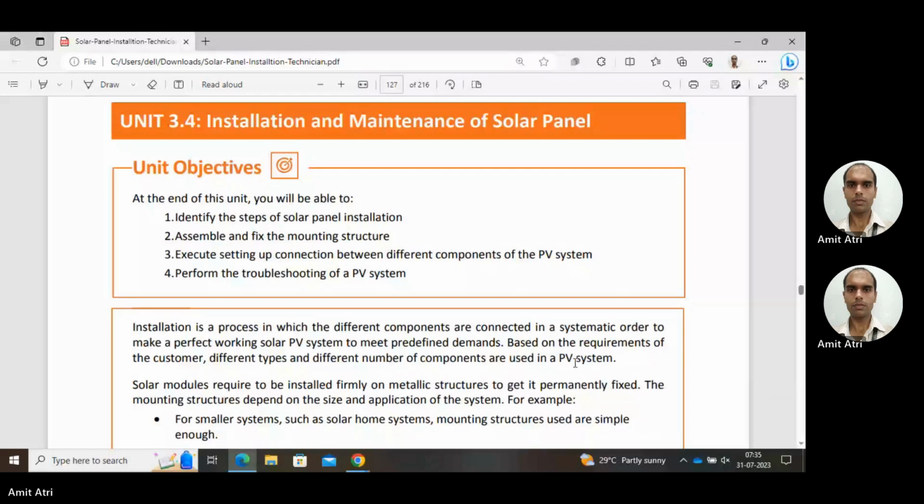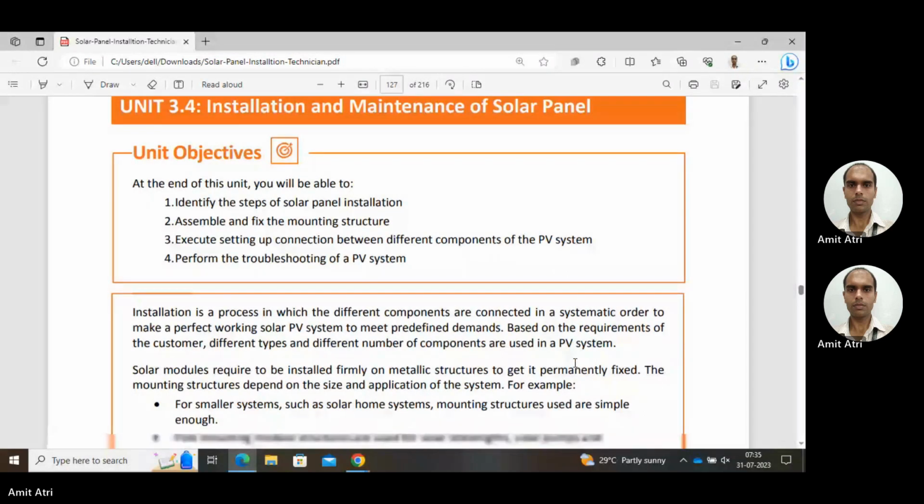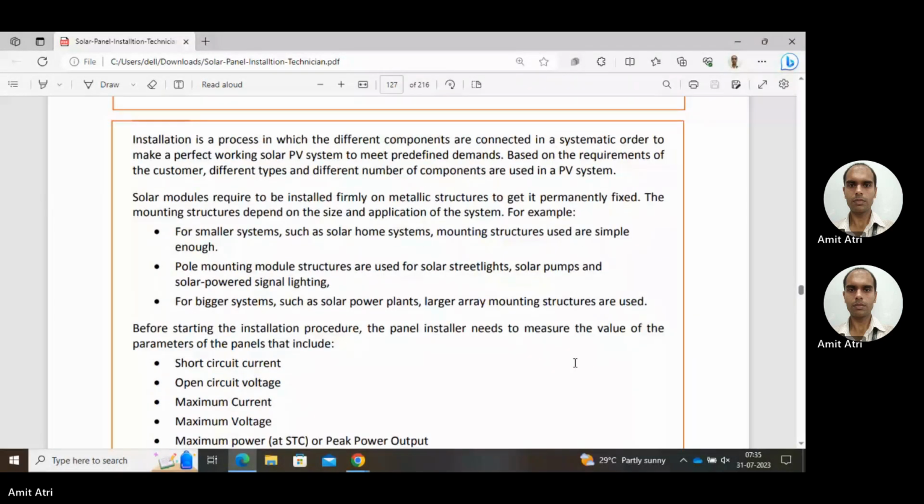Today we will discuss unit number 3.4, that is installation and maintenance of solar panel. Installation is a process in which different components are connected in a systematic order to make a perfect working solar PV system to meet predefined demands.